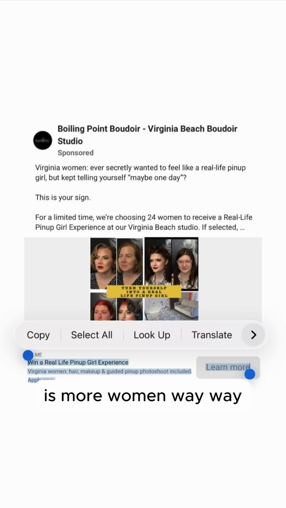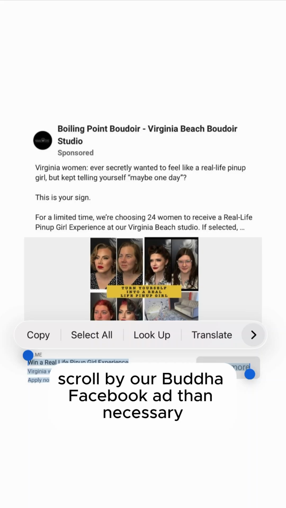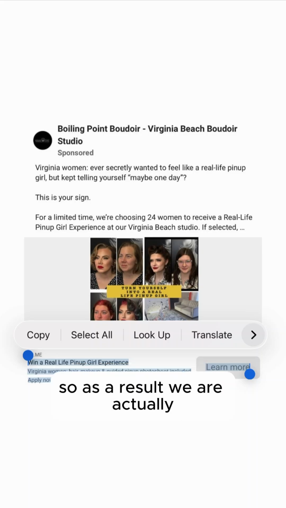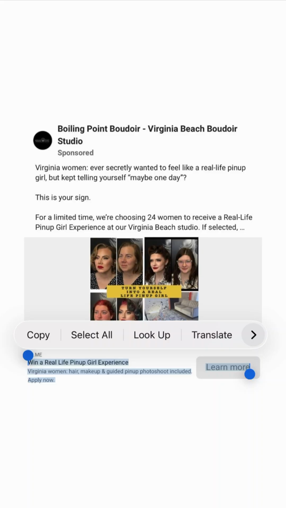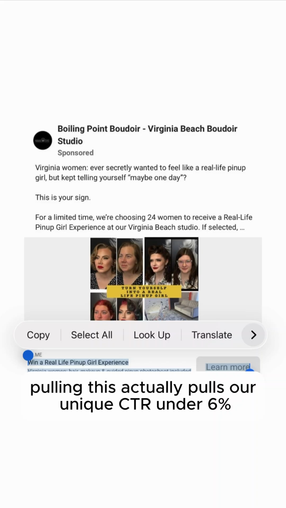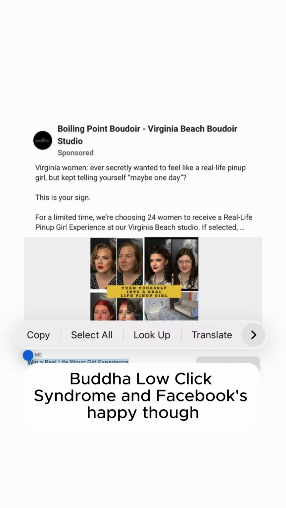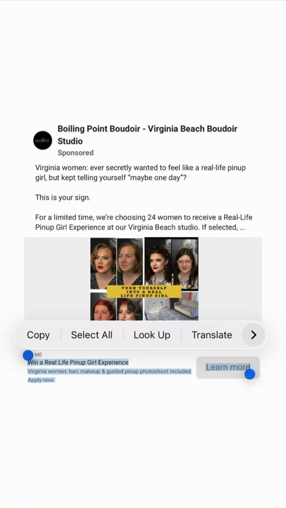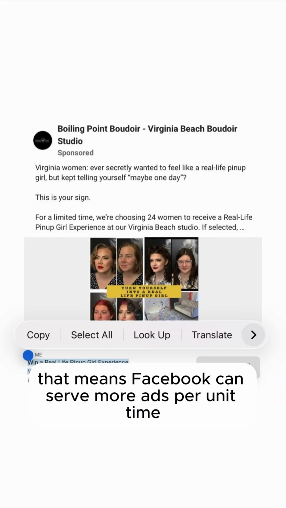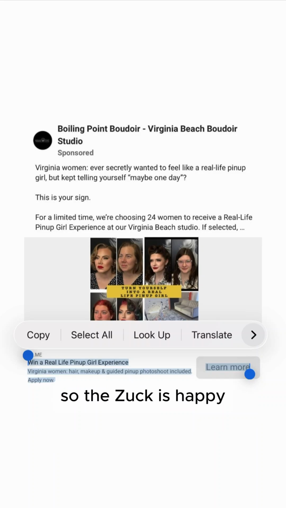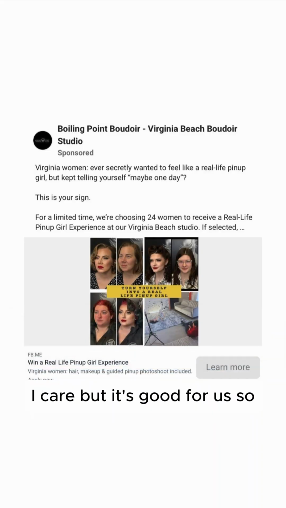But the consequence of doing this, filling out everything the Zuck tells us to, is way more women scroll by our Boudoir Facebook ad than necessary. As a result, it actually pulls our unique CTR under 6% and contributes to BLCS, Boudoir low click syndrome. And Facebook's happy though, because as more women are scrolling by our ads per unit time, that means Facebook can serve more ads per unit time. So the Zuck is happy. It's good for the Zuck, it's not good for us.